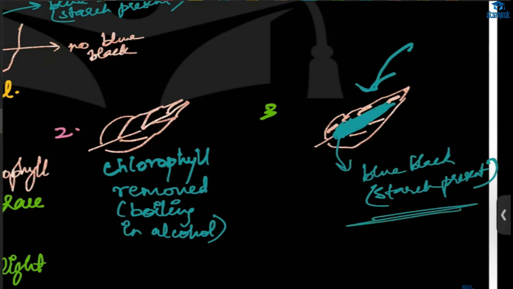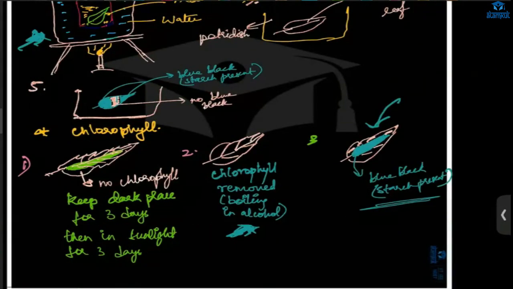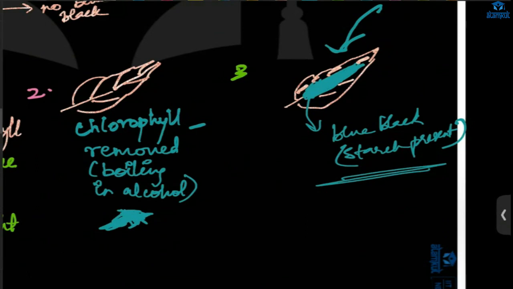Why are we removing this chlorophyll with alcohol? Because when we put the iodine solution, the chlorophyll will interfere. We cannot see properly the chlorophyll and the blue-black color, and we will not be able to differentiate properly. That's why we are decolorizing the leaf. So it is essential to remove chlorophyll before this. We find that wherever chlorophyll was present, there only food was formed, and there only we got blue-black color.